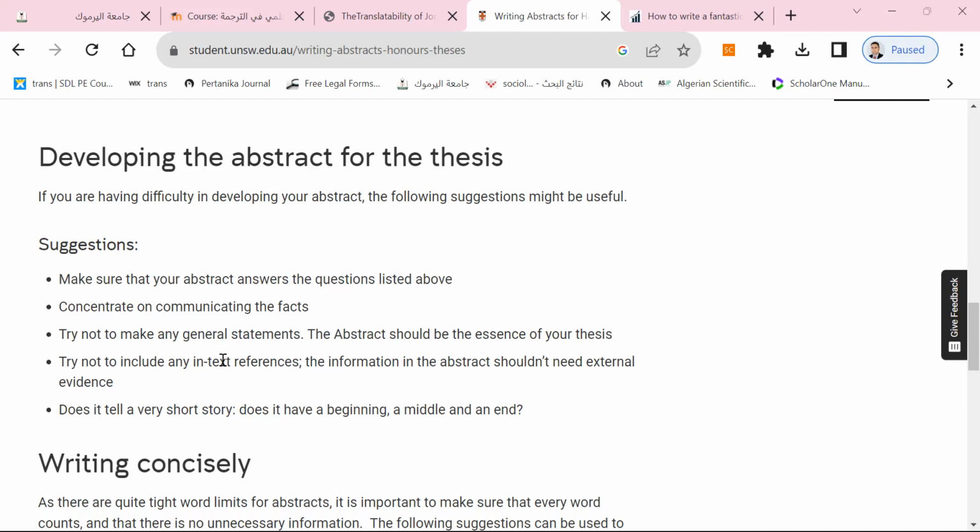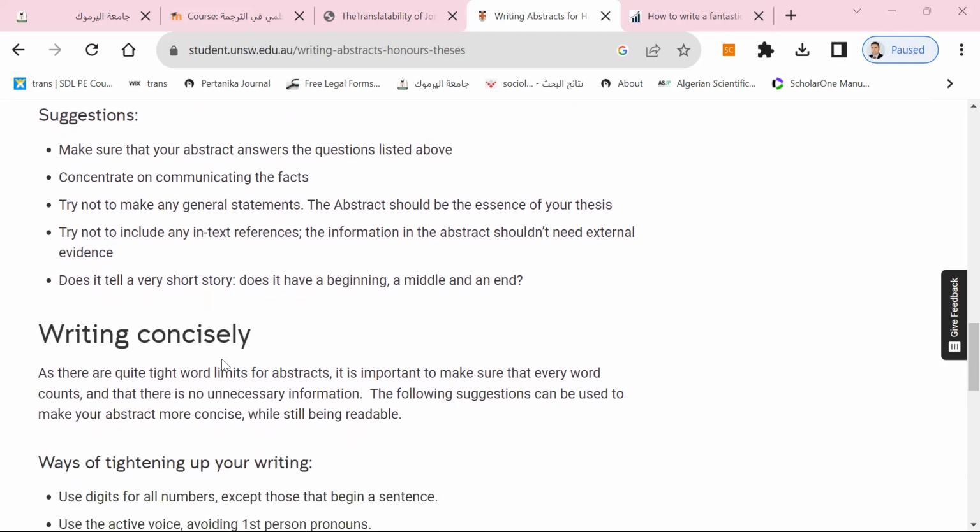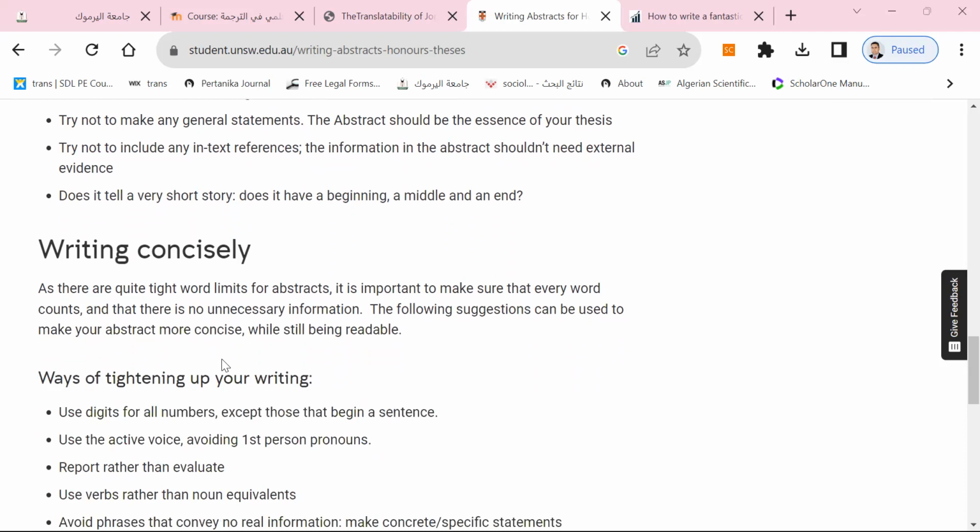The majority of students have done that, are doing this. This is a mistake. This is a killing mistake. Don't do that. The information in the abstract should not need external evidence, because this is the essence of your study. Does it tell a very short story? Does it have a beginning, a middle, and an end? Now, ways of tying up your writing.